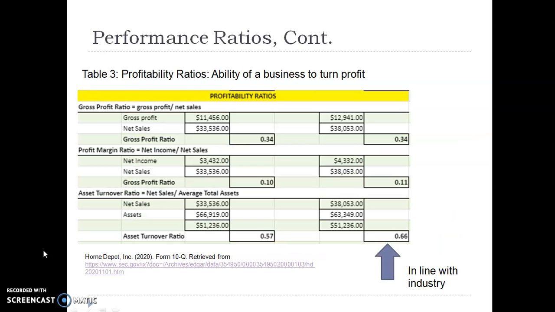The next set of ratios is profitability ratios. This is basically the ability of a business to turn a profit. Everything here is actually in line with the industry, so there's nothing that's really a red flag or concerning to an investor looking at these ratios.